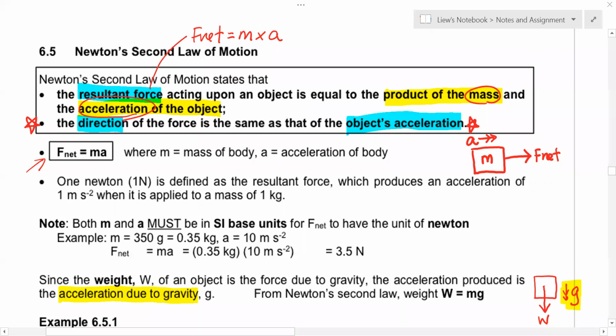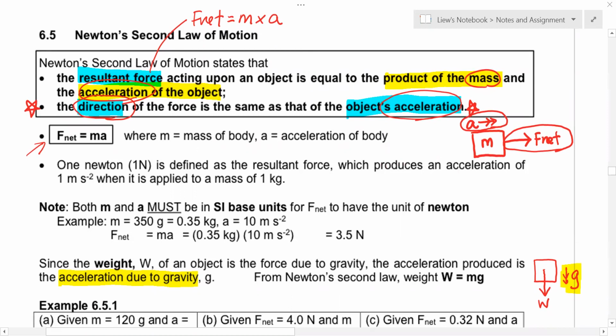The direction of the net force is always the same as that of the object's acceleration. So for example, if an object experiences a net force towards the right-hand side, then I expect the acceleration to also be pointing towards the right-hand side. So the force vector is in the same direction as the acceleration vector.